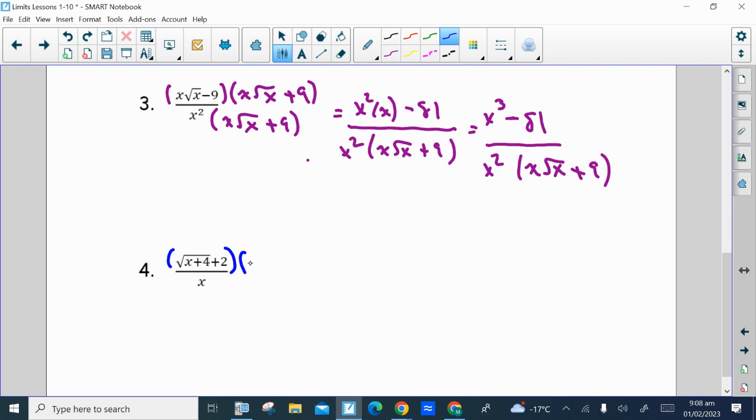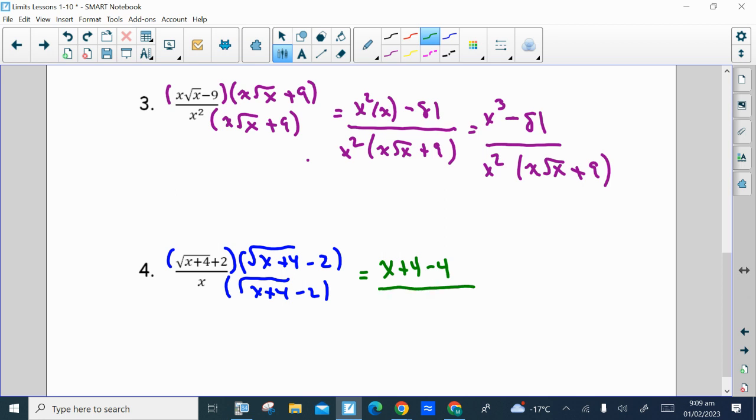And number 4, the conjugate of the top would be the root of x plus 4 take away 2. When you multiply the front terms together on top, the root of x plus 4 times the root of x plus 4 is x plus 4. The outer products would be negative 2 root x plus 4. The inner, positive 2 root x plus 4. They cancel. And the last terms, 2 times negative 2 is negative 4. So obviously on top, the 4's are going to cancel.